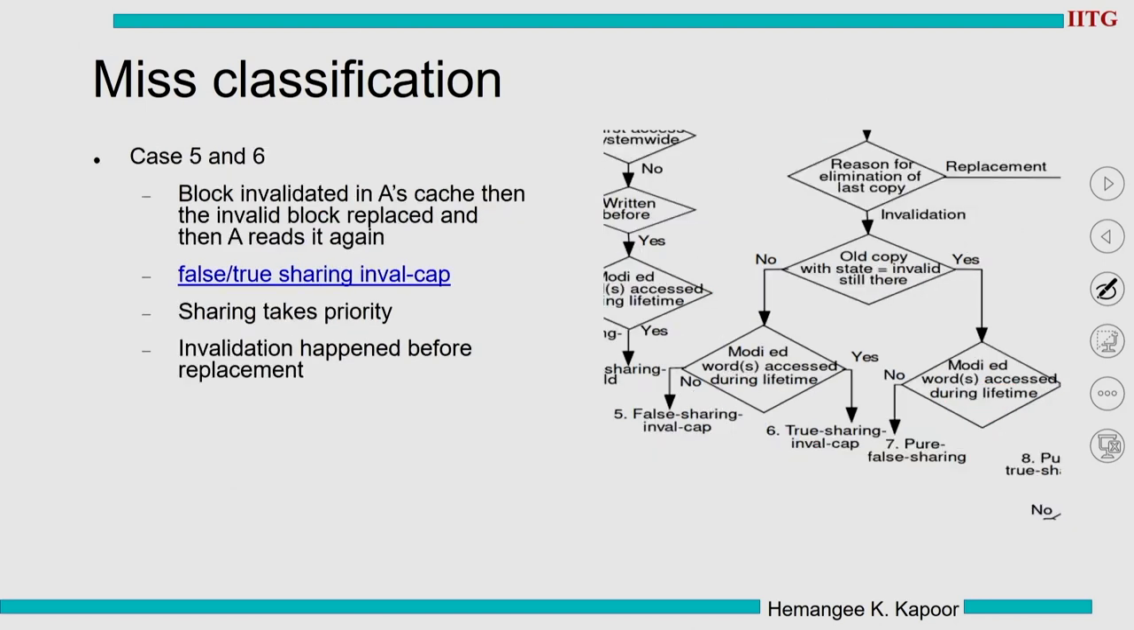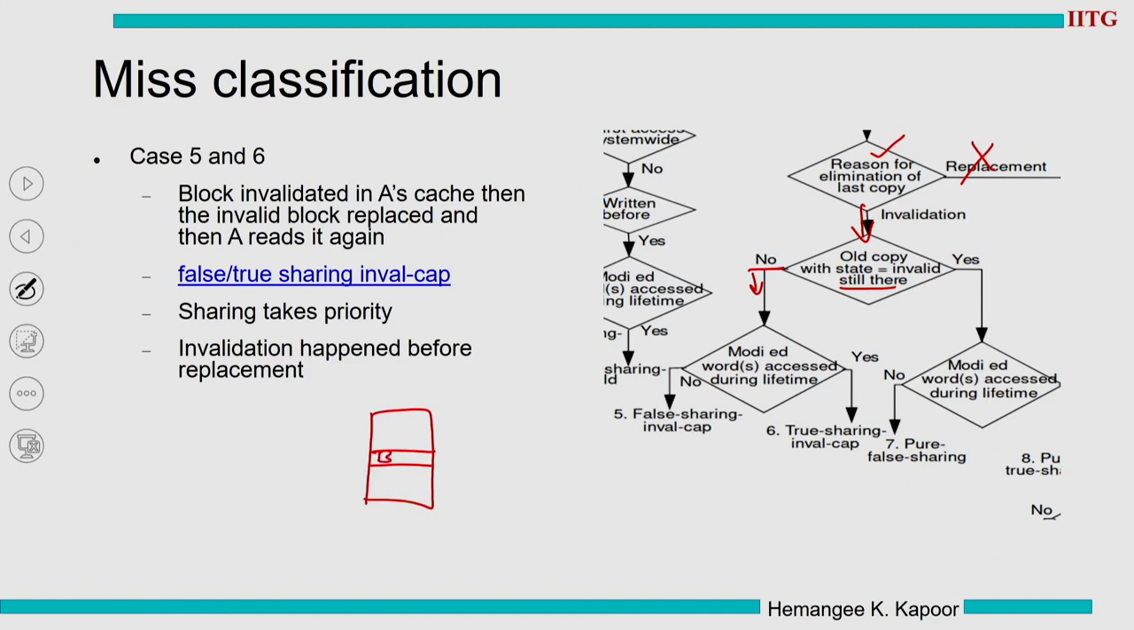Okay, case 5 and 6. Reason for elimination, it is not replacement but invalidation. Okay, invalidation. Now this box, is the old copy present in the cache? No, right? So we evicted the block because somebody else asked us to remove it. So invalidation message came, we deleted the block, and after the block got deleted, that particular location in my cache got replaced with a new block. So the block B was sitting here, it was invalidated. Although it was invalidated, after a while the same position of B I filled with a new block C, because B was anyway not there, I replaced it with a new block. So the old copy is not present in my cache block. So B was removed and was replaced by another block C.